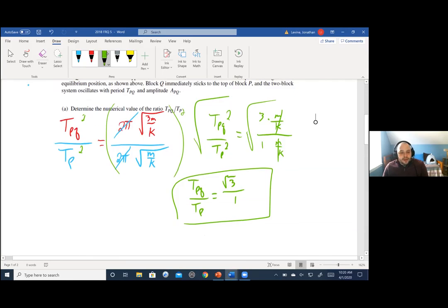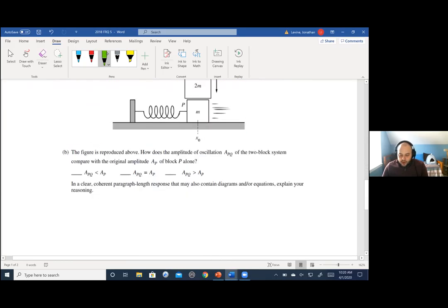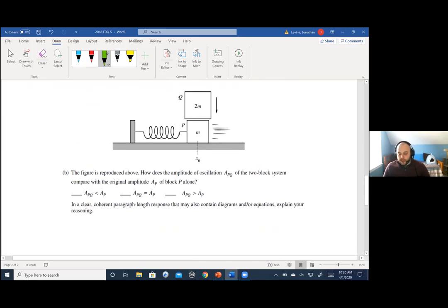Now we need to jump down to our part B, which says the figure is reproduced above, just so that you can see it again. And then it says, how does the amplitude of oscillation, APQ, of the two block system compare to the amplitude AP of block P alone? And it says, in a clear, coherent paragraph length response that may also contain diagrams and/or equations. Explain your reasoning.